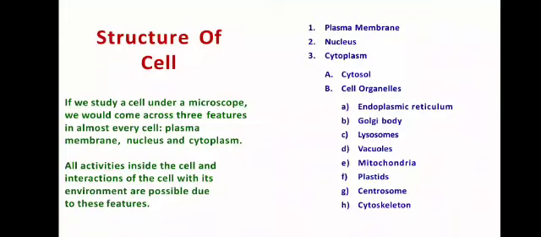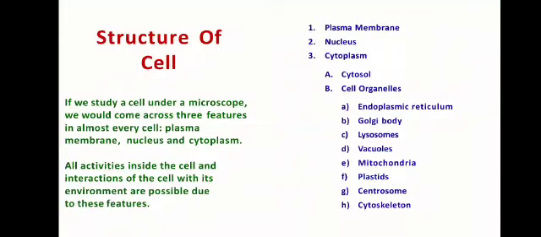First, I would like to explain the structure of the cell. When you look at a cell under the microscope, we come across three distinguishing features: one is the plasma membrane, another is the nucleus, and the third is the cytoplasm. All the activities inside the cell and the interactions of the cell with its environment are possible due to these features alone. First the plasma membrane, and next the nucleus and cytoplasm.